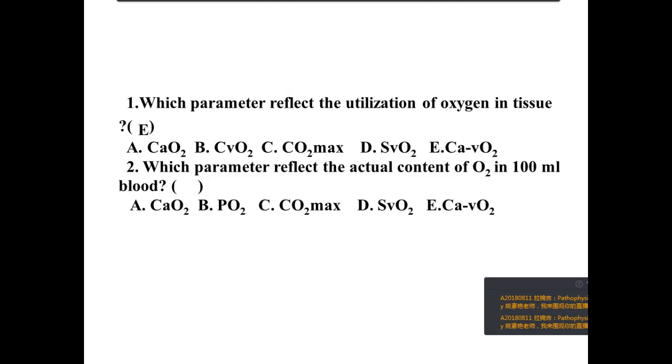The second exercise: which reflects the relative content of oxygen in 100 milliliters of blood? The content in 100 milliliters of blood includes combined oxygen and dissolved oxygen. So the answer is A. Understand? It's very easy.